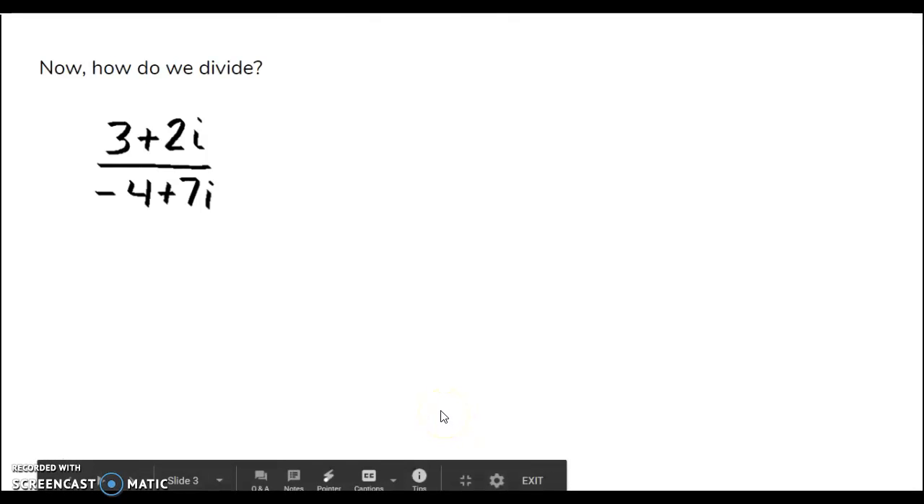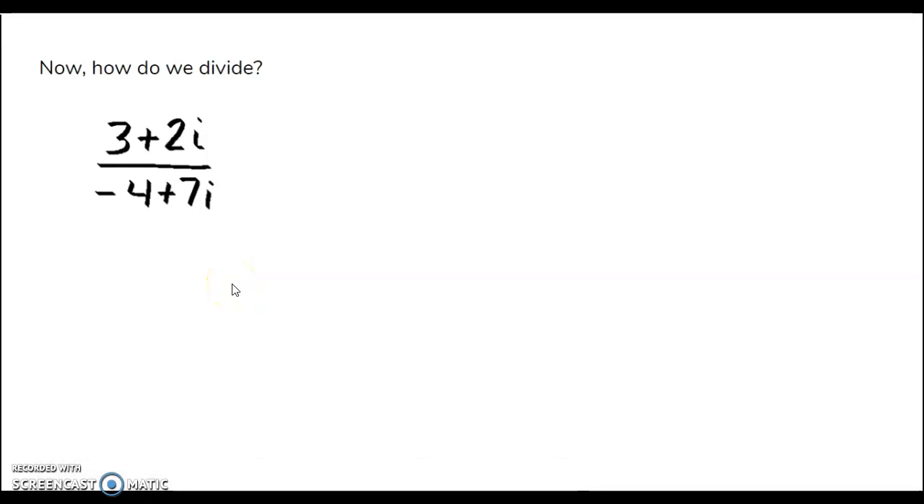Now, how do we divide? So here we have a division problem involving complex numbers. 3 plus 2i divided by -4 plus 7i.